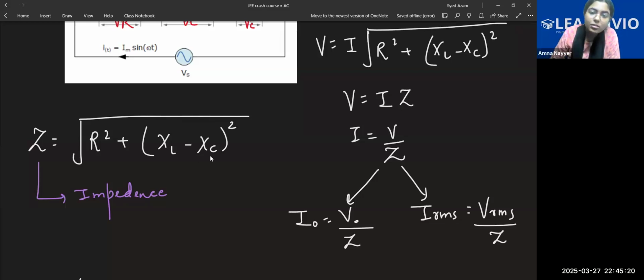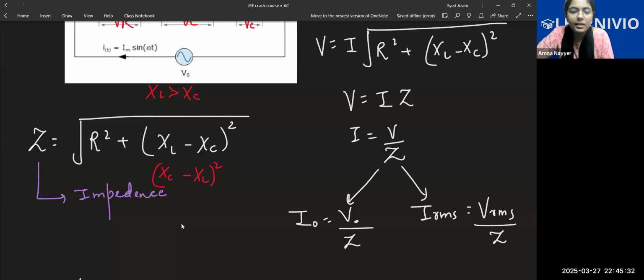For impedance also, if I'm using this, it means XL is greater than XC. If XC is greater, we are going to use XC minus XL whole square. So see, we have to use whichever has the highest magnitude. Just subtract, get a positive number. That's it. This is how you need to subtract. This is your series LCR circuit.